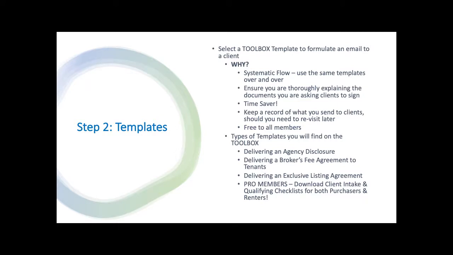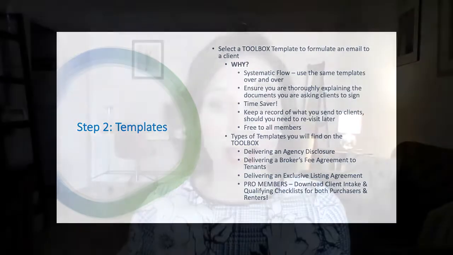Types of templates that you'll find in the toolbox are delivering an agency disclosure, delivering a broker's fee agreement to tenants, delivering an exclusive listing agreement to a seller. And for pro members, you'll be able to download client intake and qualifying checklists for both purchasers and renters.